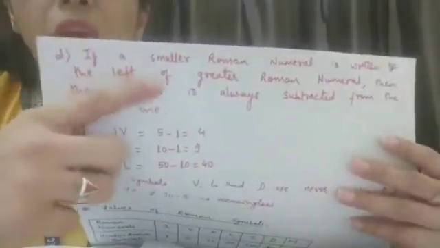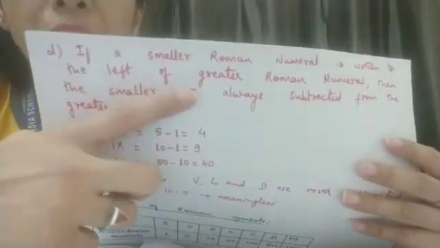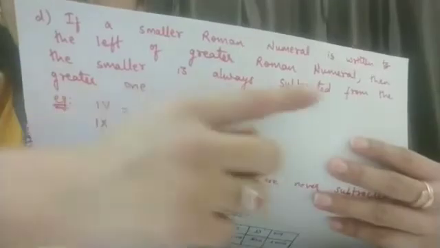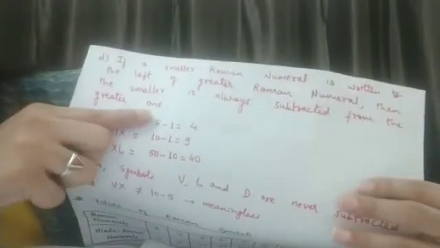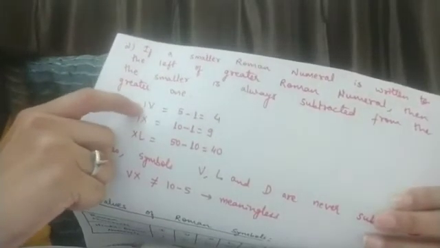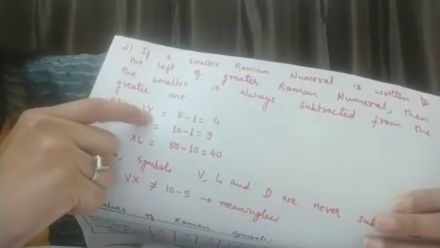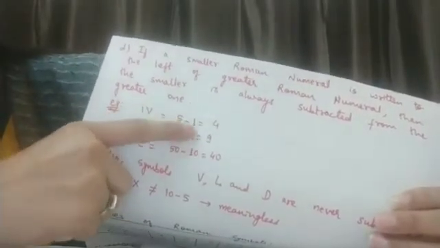See here. If a smaller Roman numeral is written to the left of the greater Roman numeral, then the smaller number is always subtracted from the greater number. Okay. Now let's take this example, that is IV. Here V is greater than I. I is written to the left side of V, so I is smaller than V. So 5 minus 1, 1 is subtracted from 5, and we get 4 here.